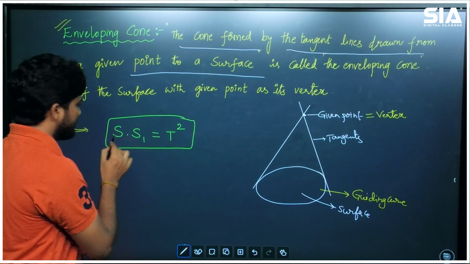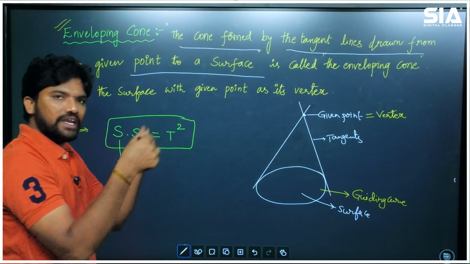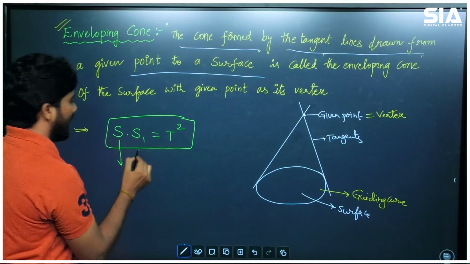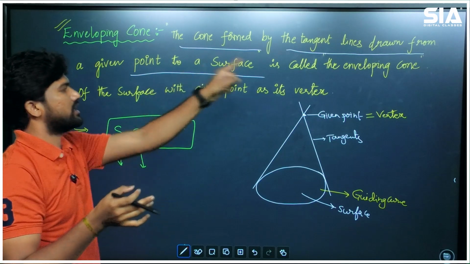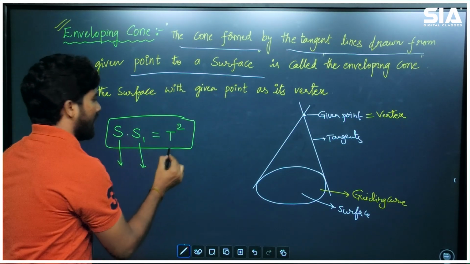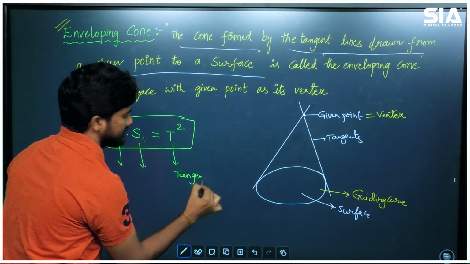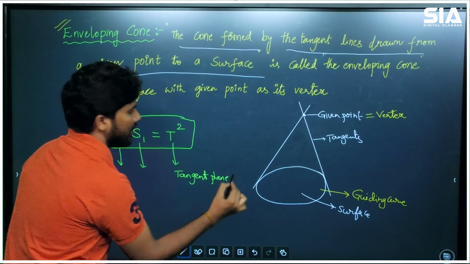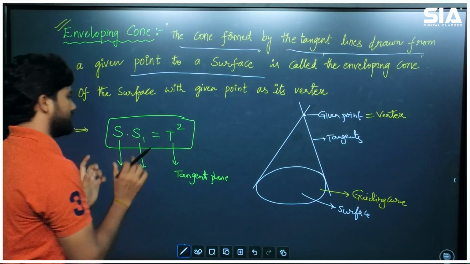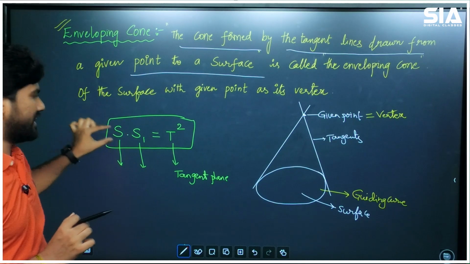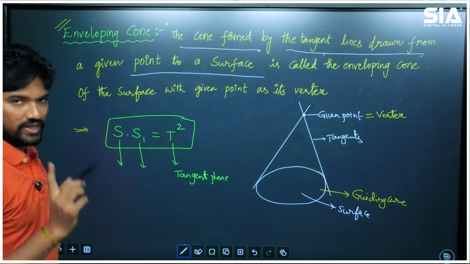So sir, what is the capital S value? Capital S is the given surface only, either a sphere or a circular cone, and S suffix 1 is a constant value obtained when you substitute the given point in the given sphere. And what is capital T? Capital T is the tangent plane of the given surface from the given point. Okay, so this is the equation of the enveloping cone: S into S suffix 1 is equal to T square. So this is the definition, very important.